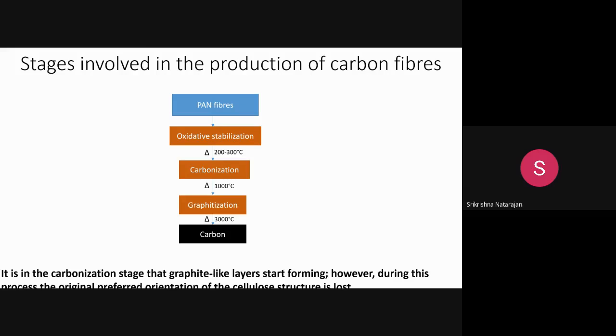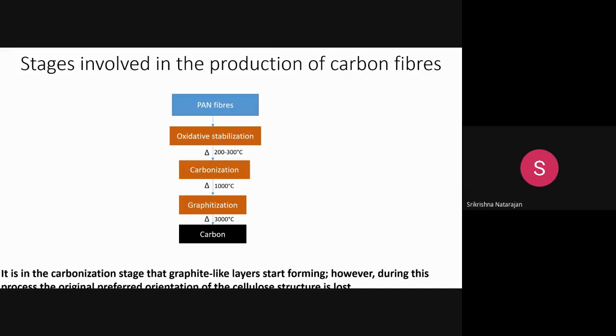You can observe from this flow chart, where you heat the fibers to certain temperatures, say 200 to 300 degrees, and then you do the carbonization process, where you heat further to 1000 degrees centigrade. The next step is graphitization, where it is heated to 3000 degrees centigrade, and then you produce the carbon fiber. We are going to discuss every stage. Observe the carbonization stage, the intermediate stage, where it is heated to 1000 degrees centigrade and graphite-like structures are forming.